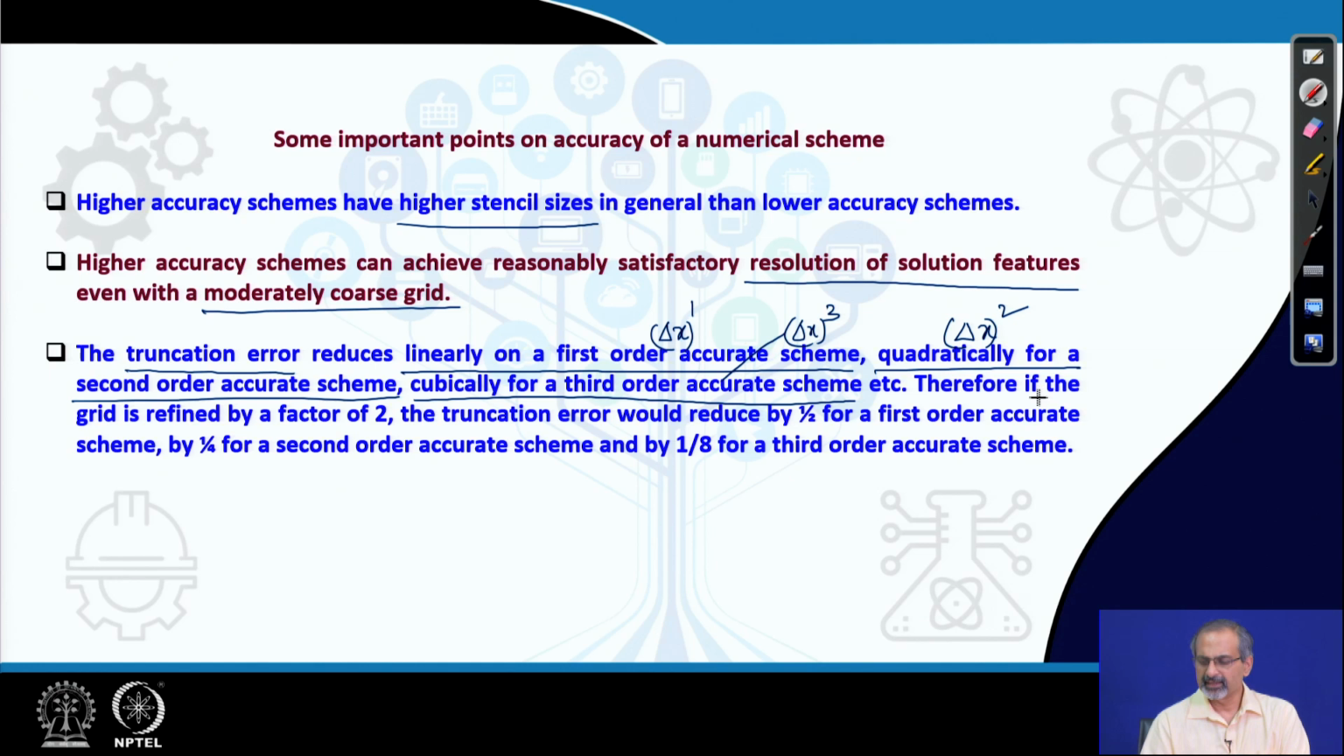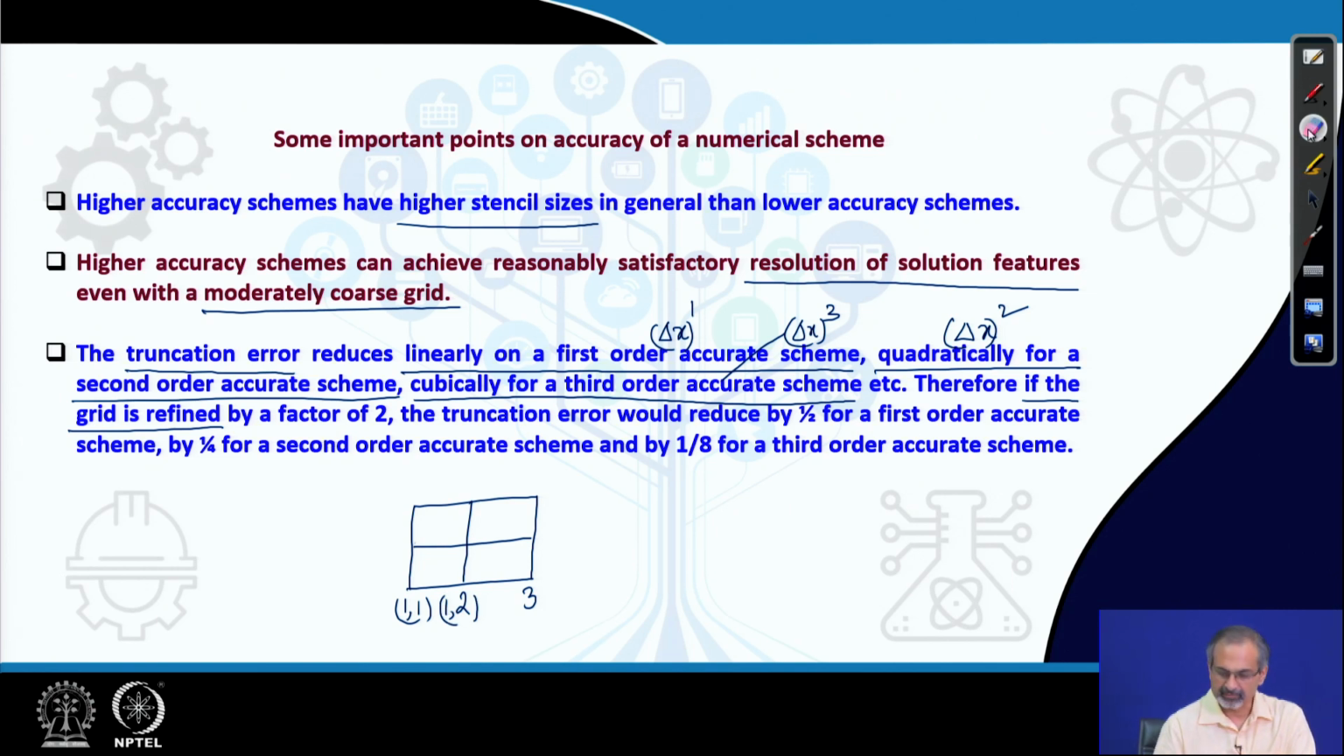Now, the main message is that if the grid is refined, let us say you first had a grid, then let us renumber the grid points. Let us say you have 1,1 here, then you have 2,1, then 3,1. So, this will be 3,2, and then you will have 3,3. That means, this is a 3 by 3 mesh. All the remaining points also can be numbered.